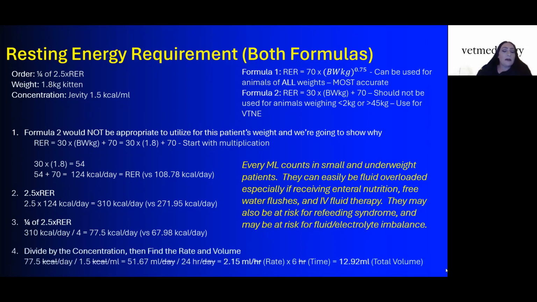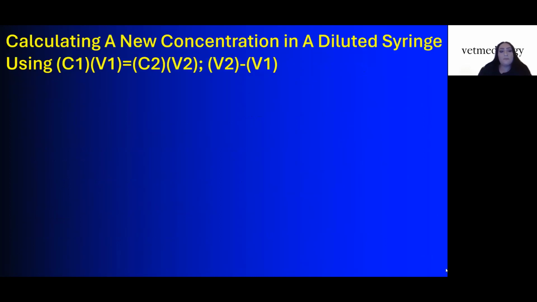Again, divide by the concentration, then find the rate and volume. 77.5 kilocalories per day divided by 1.5 kilocalories per mil equals 51.67 mils per day, divided by 24 hours per day equals 2.15 mils per hour for the rate, times the time of 6 hours equals 12.92 mils total volume.